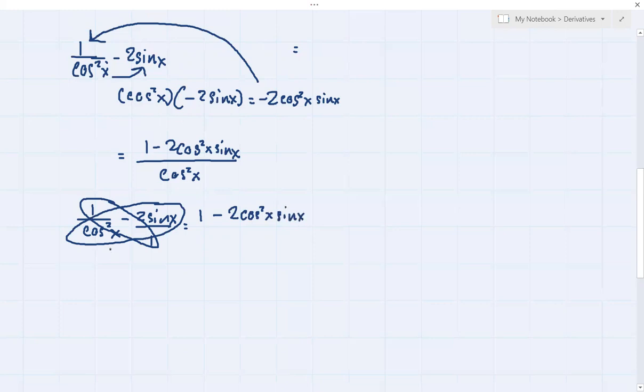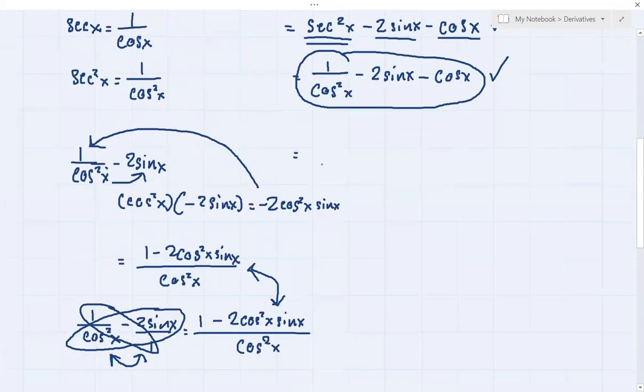Okay? Then lastly, multiply the two denominators. Cosine squared x times 1, we have cosine squared x. O, diba? Both of them are the same. Okay? So we will have 1 minus 2 times cosine squared x times sine x all over cosine squared x minus cosine x.